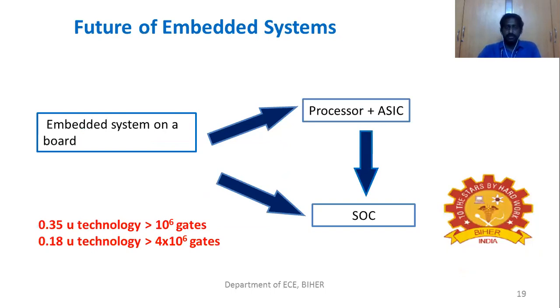So, the future of embedded systems. In the earlier days, we developed embedded systems on a board. After that, we developed them in a chip itself. Now the system is integrated in a chip itself. System on chip is the advanced concept. It is purely related to the technology used for hardware development. With 0.35 micron technology, it can accommodate greater than 10 to the power 6 gates, and 0.018 technology can accommodate 4 into 10 to the power 6 gates. So we can fit more gates inside the hardware as the design technology advances.